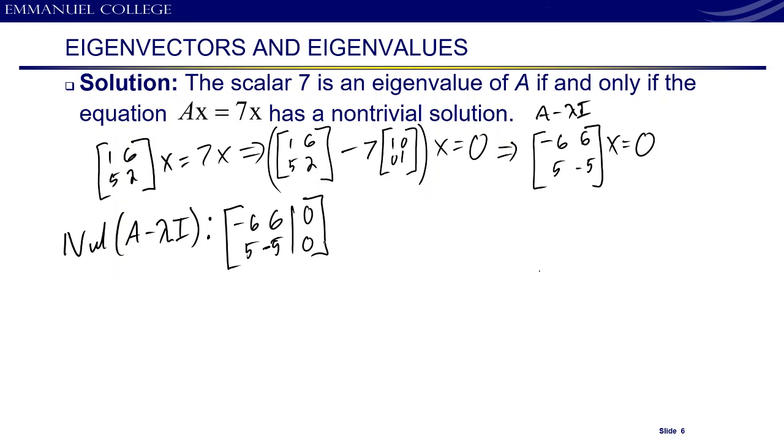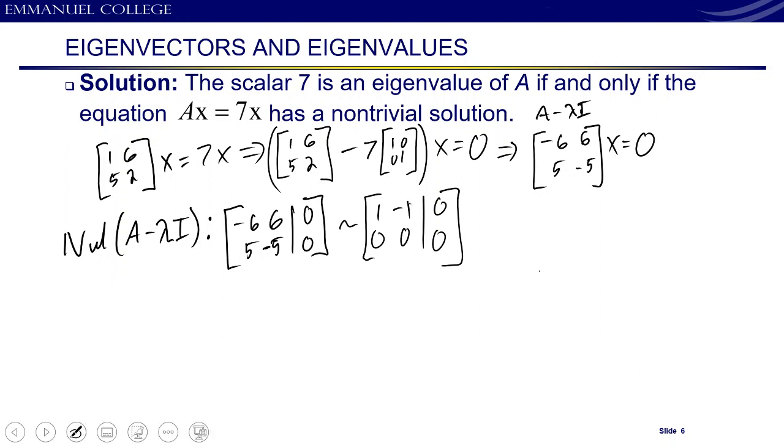Where does that, or what are the vectors that make this true? So I'm going to divide the first row by negative 6, just to make it a little bit easier. So this is going to become 1, negative 1, 0. And then I could multiply the row by negative 5, add it to the second row, and I would get 0, 0, 0. So now I actually have that this has a non-trivial solution, because notice we've got a free variable. And remember, free variable means non-trivial solution.